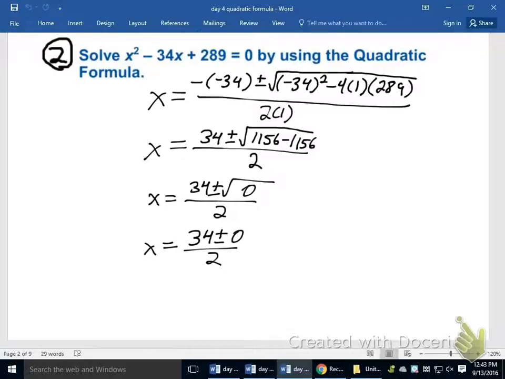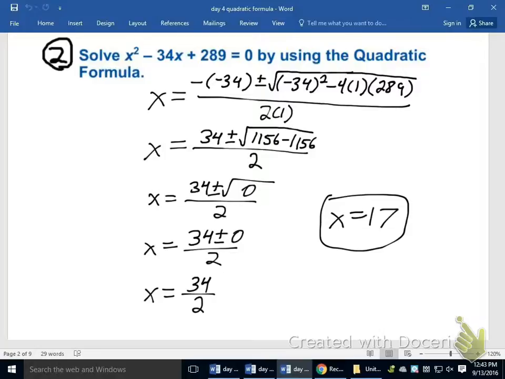And whether I add 0 to 34 or minus 0 to 34, there's no difference there. I'm actually only going to have one unique root here, 34 divided by 2, which is 17. But remember, a while back I said there's always two answers to any quadratic equation, and there is here. 17 is what's referred to as a double root. And that's my answer, x equals 17. Whenever you have the square root of 0 through the quadratic formula, that's when double roots are happening.